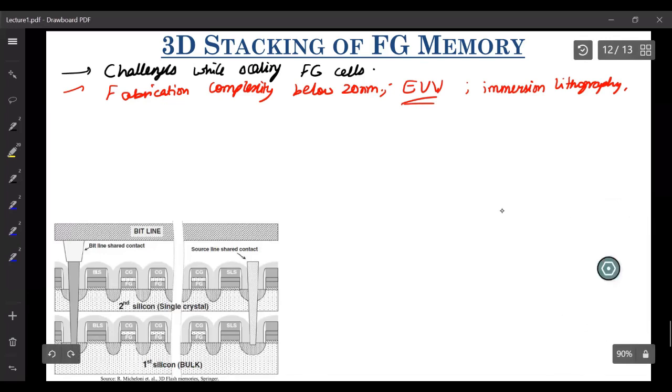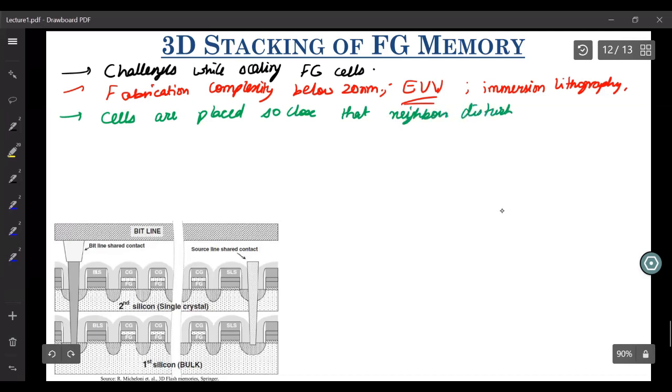It will require a lot of investment, and industries have already invested in EUV and are using EUVs for 7 nanometer technology nodes and below. But even if they do that, the problem is, as I already told, cells are placed so close that the neighbor disturb effects have increased significantly.